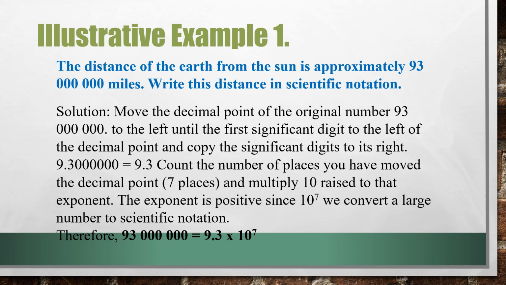Take note that the decimal point of a whole number is always at the end of the number. So if we have here 93 million miles, the decimal point of that is at the end of the last 0. So you already move the decimal point to the left 7 places. So that will be 9.3 times 10 raised to 7.